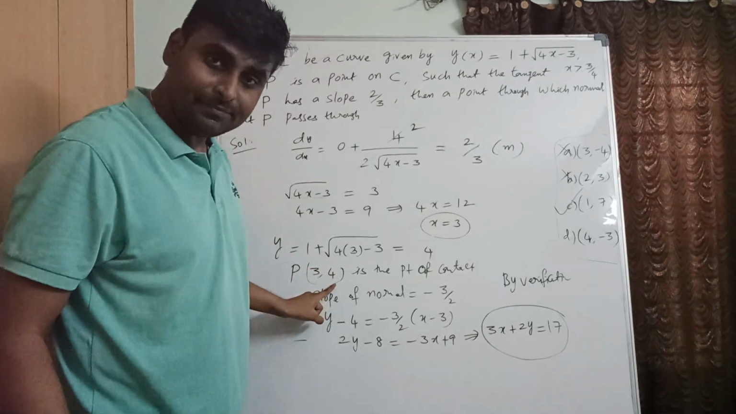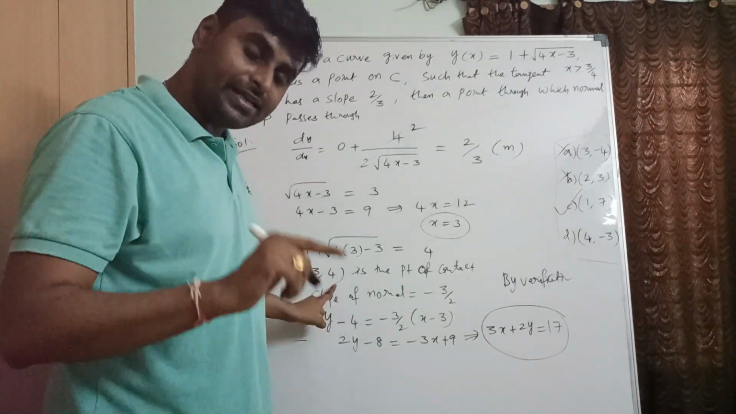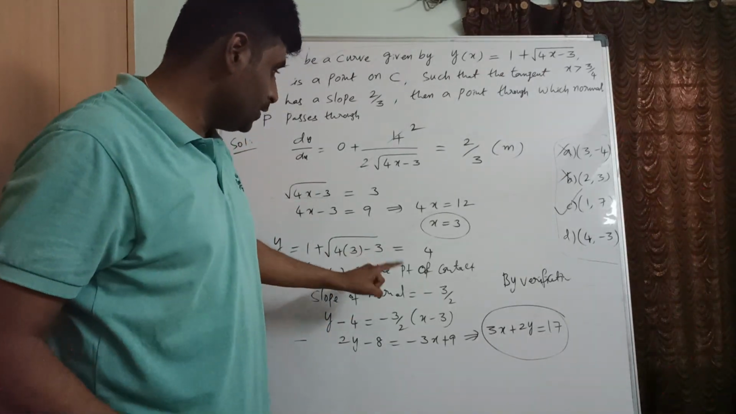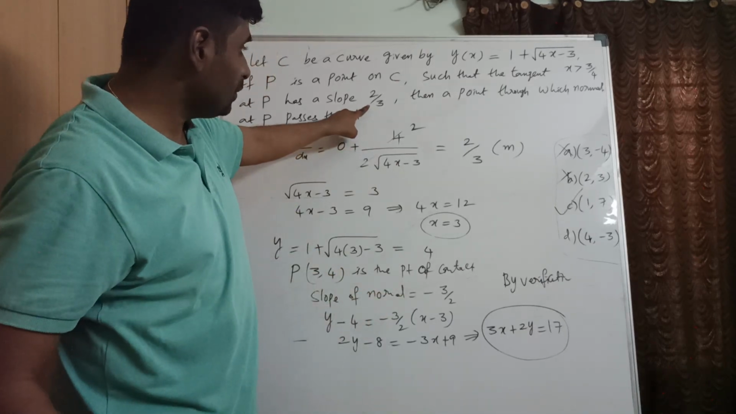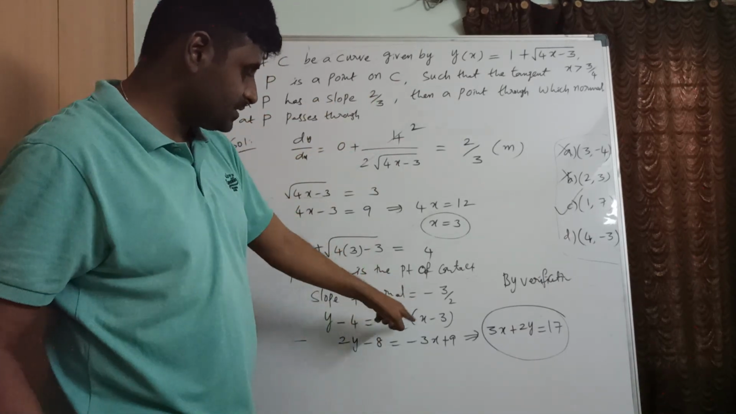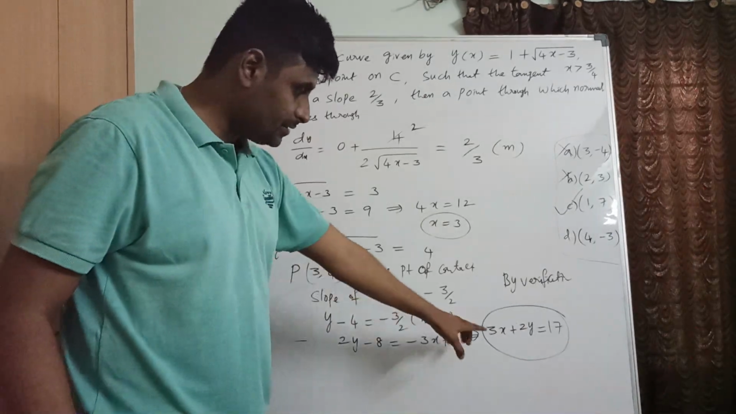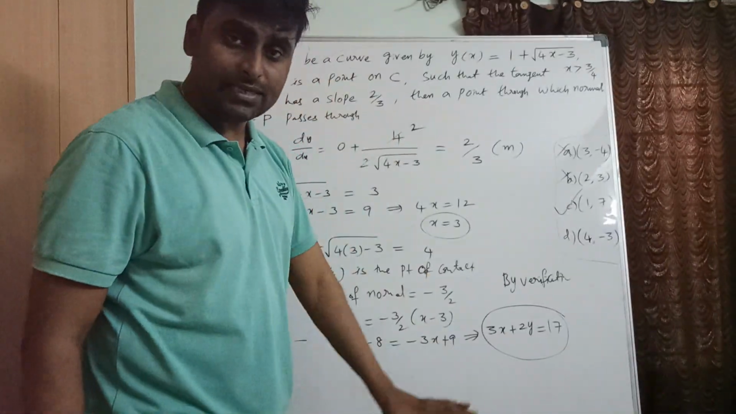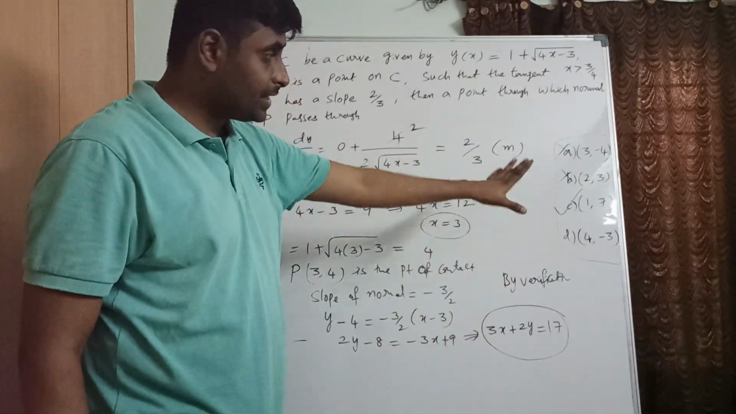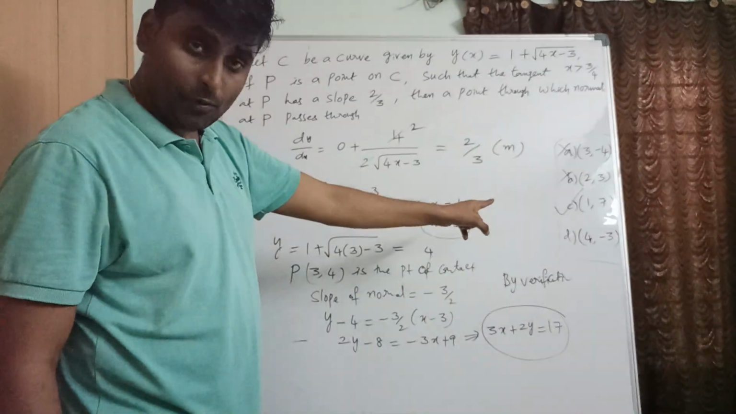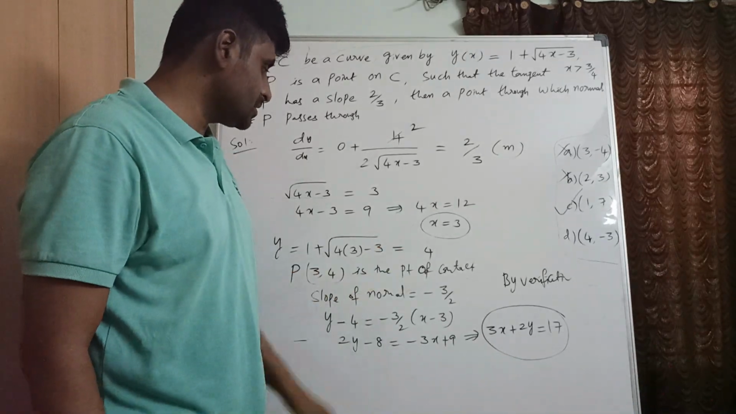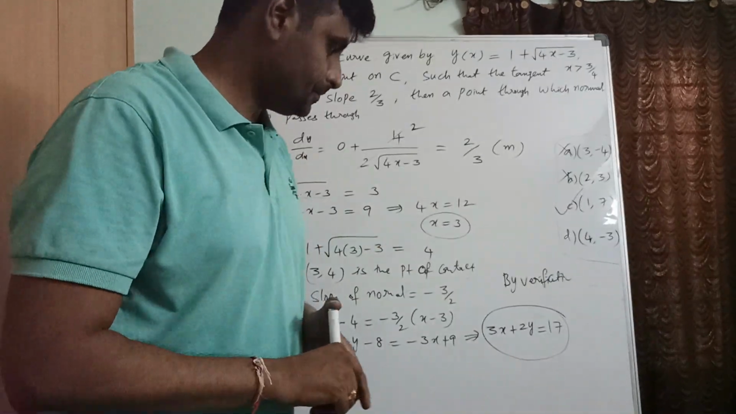So the point is the same for the equation of tangent and the equation of normal. And what is the slope of normal? If you write the reciprocal of it, minus 3 by 2, then find the equation of normal. Once you are done with the equation of normal, we can find the required point by verification. Clear? So hope you understood. Make a note of it.